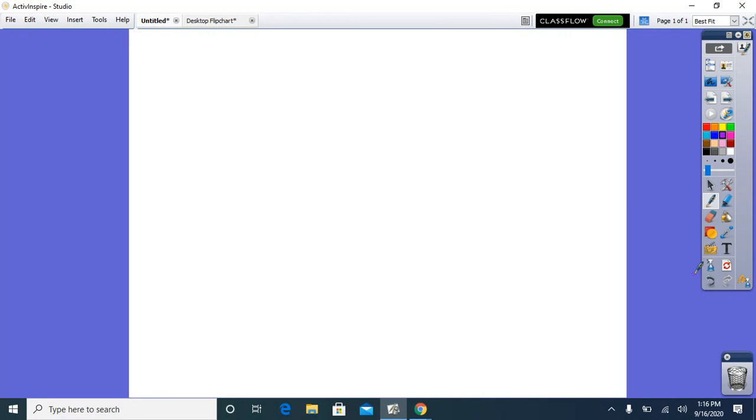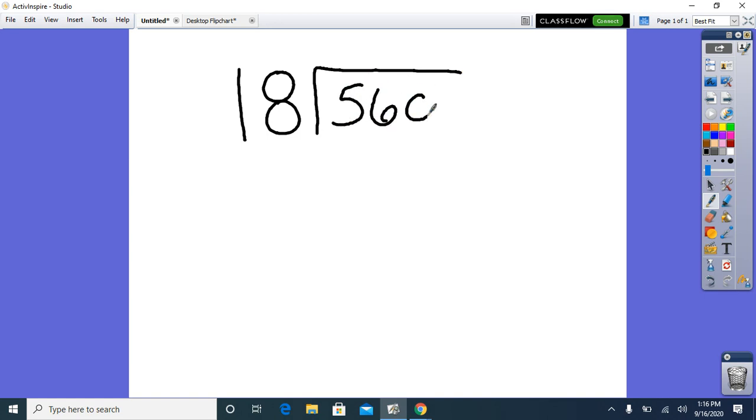So our first practice problem is going to be, let me put this up higher so I don't run out of room. It's going to be 18 and then 560. So this is 560 divided by 18. 18 is our divisor, 560 is our dividend. So we have a two-digit divisor here.